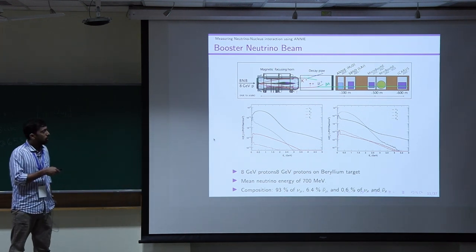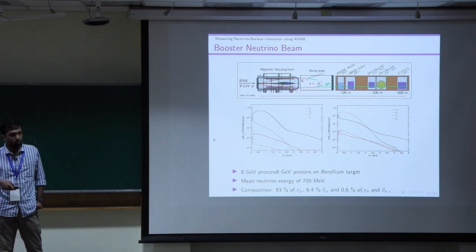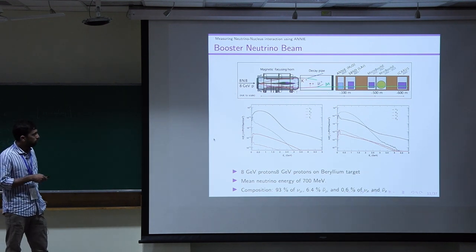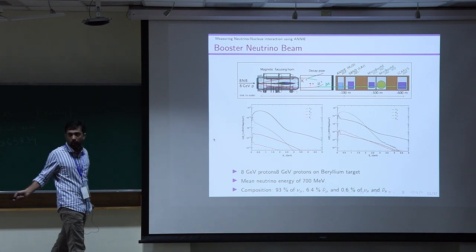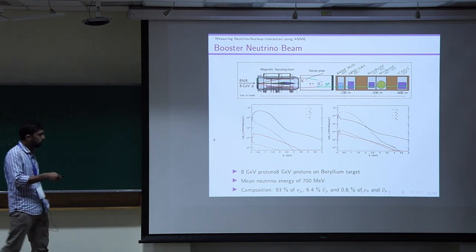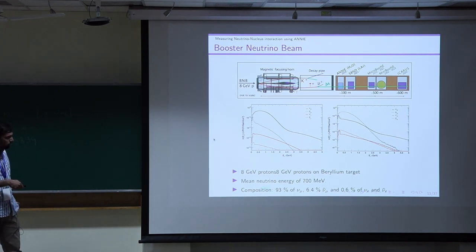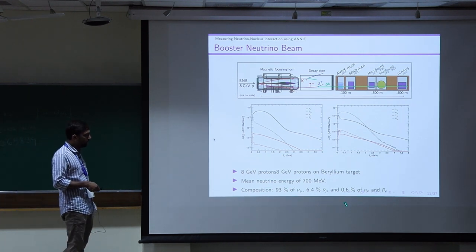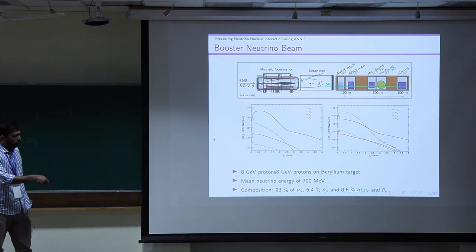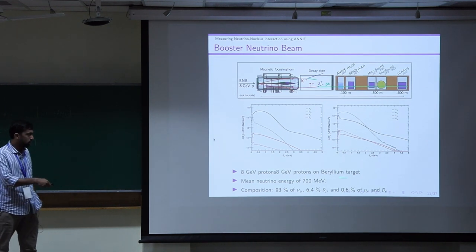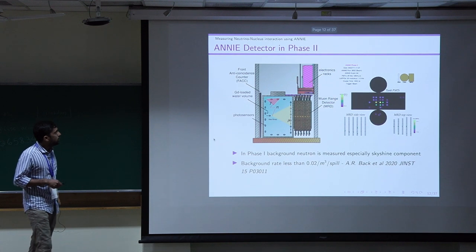So mostly here the pions, when they decay, mostly produce muon neutrinos, but there will be some contamination from electron neutrinos from the kaon decays that will also be present in the beam. But the beam composition, at least in the neutrino mode, will be 93% muon neutrino, and then there is the other component which is present in the beam. And this is the ANNIE detector.